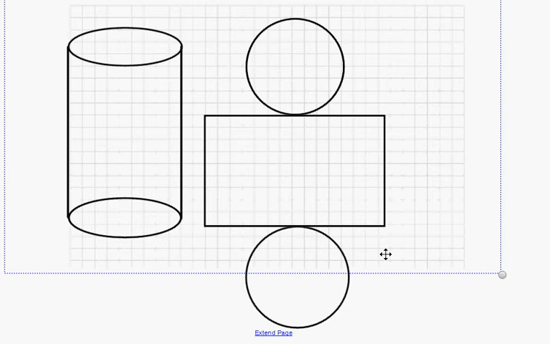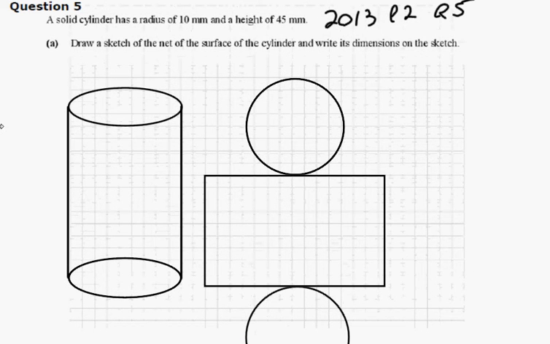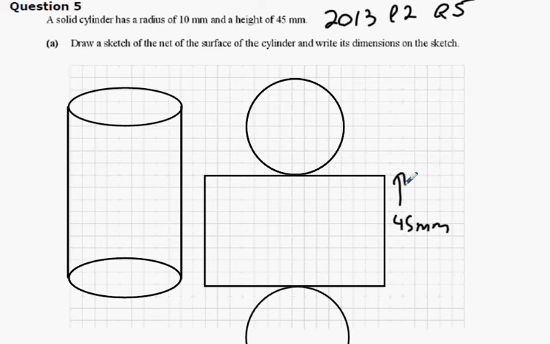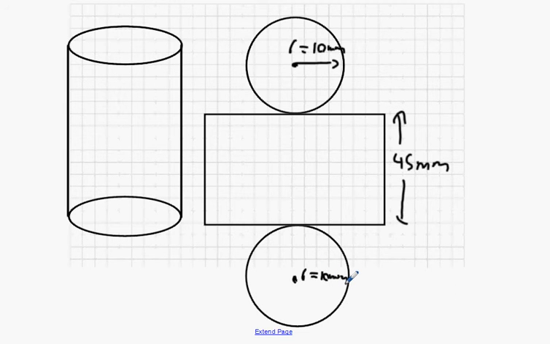Now, does it give me anything about the dimensions? Height of 45, so 45 mils from here to here. This has a radius of 10 mils. Okay, and same thing on the bottom, radius of 10 mils. Now, the one thing we haven't marked is how long is it from here to here.